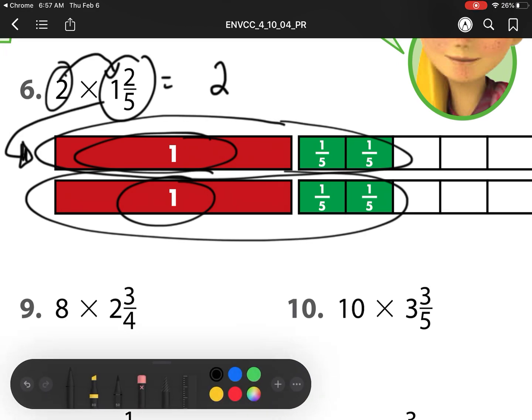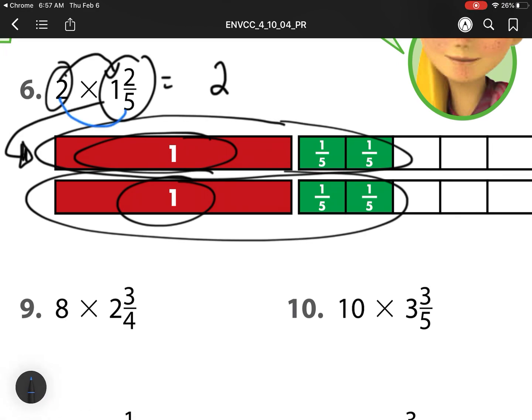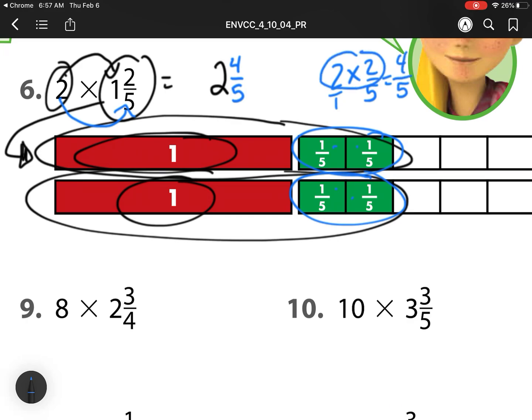And then we multiply our fractions. So 2 times this 2/5, which I see right here. I have two groups of 2/5, so I can count it up as 1, 2, 3, 4. So my answer is 2 4/5. I could also check by doing 2 times 2/5, which I know is equal to 2 over 1, and 2 times 2 is 4. 1 times 5 is 5, which I then see that 4/5 over there as well.